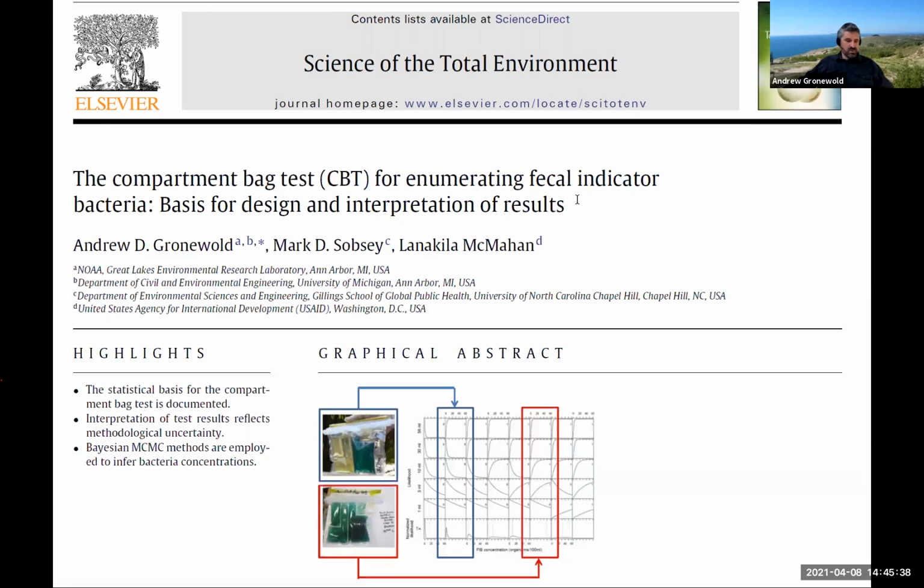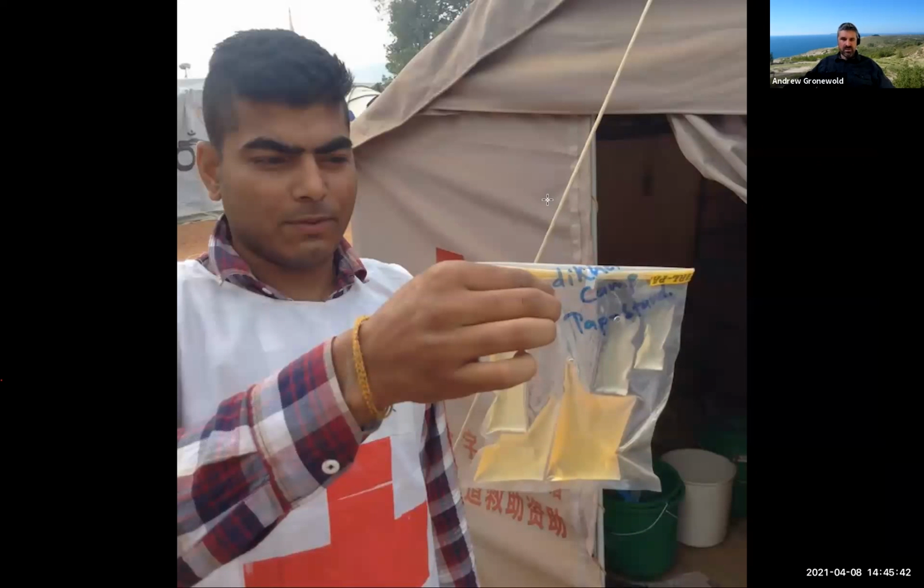So this was published in the Science of the Total Environment not long ago. And this bag actually formed the basis of a company called Aquagenex based in Chapel Hill, North Carolina. And this kit is being used all around the world. I mentioned this as an extension of some of the research we do, looking at how we quantify uncertainty in order to impact and improve water-related management decisions.